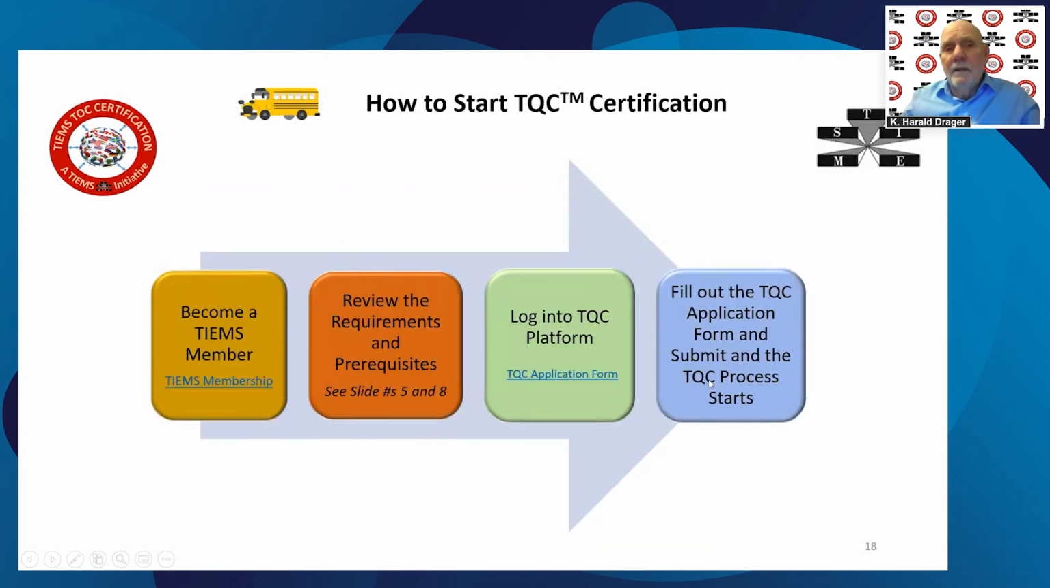So how to start the certification? You become a TIEMS member. You go to the membership site and find the membership. Then review the requirements and the prerequisites as shown on slides 5 and 8. Log into the platform, find the TQC application form, fill it out and start the process. And then things go by themselves.